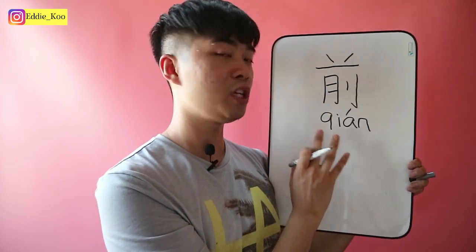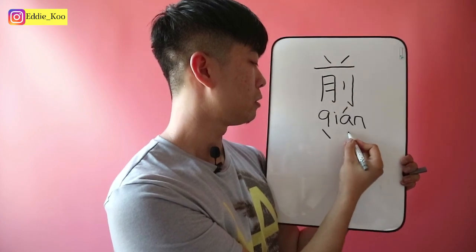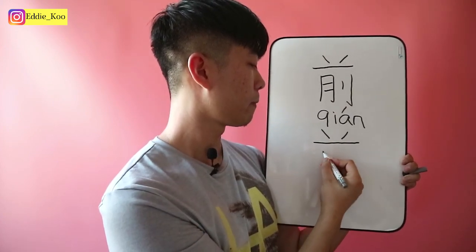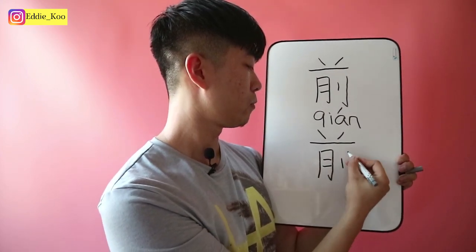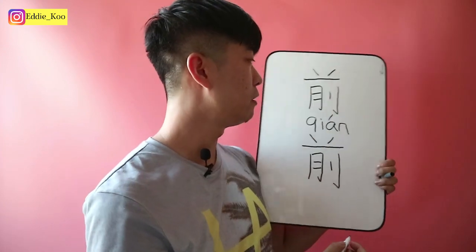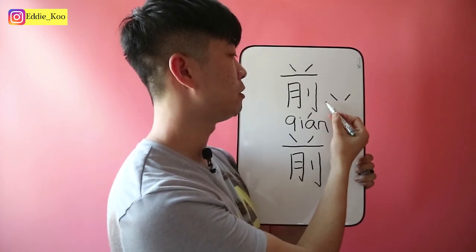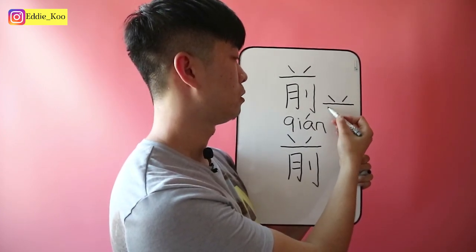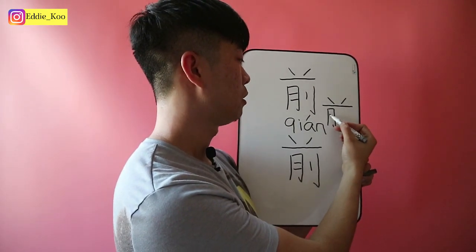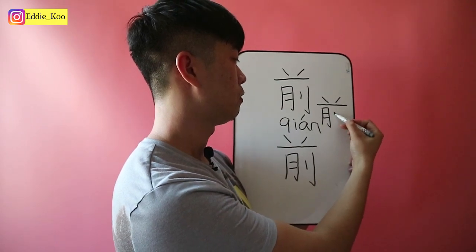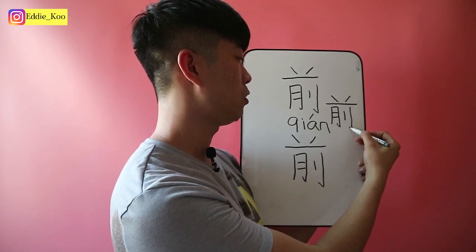Now, 前, this character, we need to break it down. Right? Once again, let's say the stroke names. Falling, falling from another direction. Horizontal, vertical, horizontal, vertical, hook. Horizontal, horizontal, vertical, very short, and vertical, a little longer, and hook.